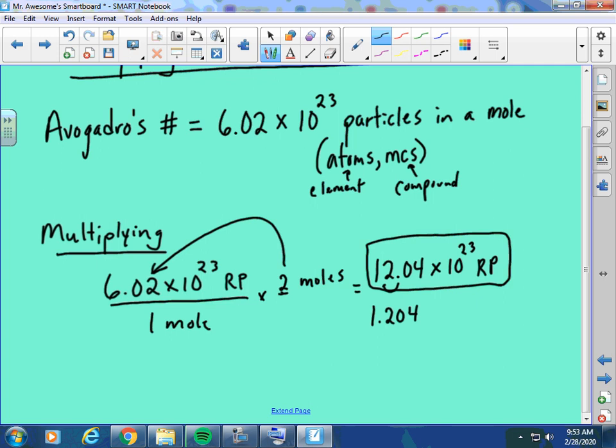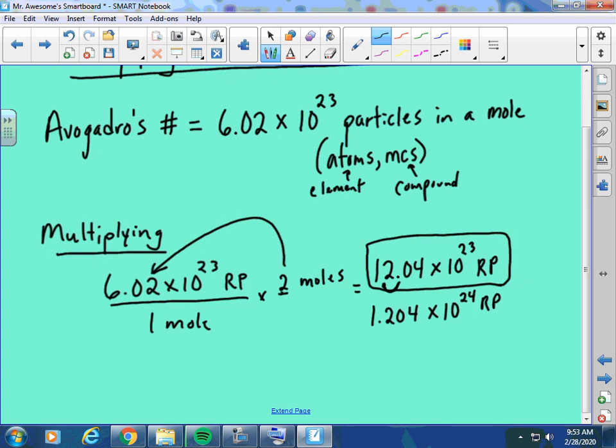But now here's the thing. If I do that, 1.204 times 10 to the 23rd is not the same number as 12.04 times 10 to the 23rd. So if you have to adjust this number at the end, if I have to move that decimal place to make it 1 less, I have to compensate by making the exponent 1 more. So instead of 23, it would be 24. So those are actually the same numbers.